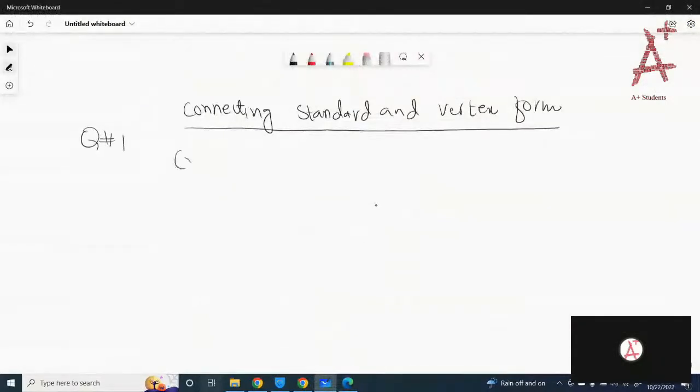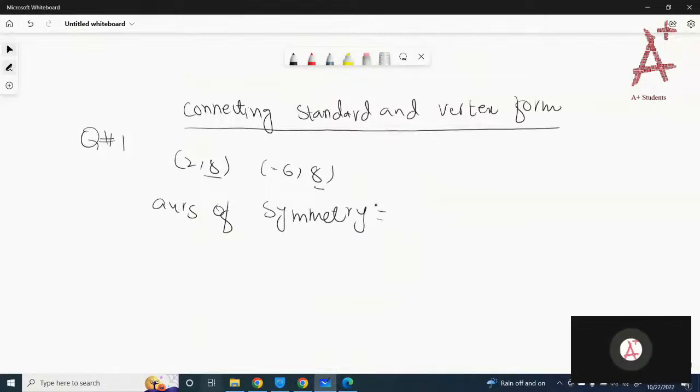The points are (2, 8) and (-6, 8). You have to find the axis of symmetry. The axis of symmetry is halfway between the x-coordinates of the points, because they have the same y values. So just calculate it. The axis of symmetry is exactly halfway between the x-coordinates.